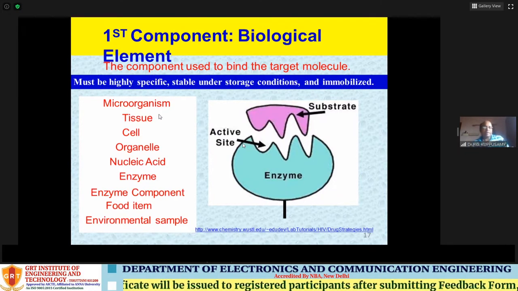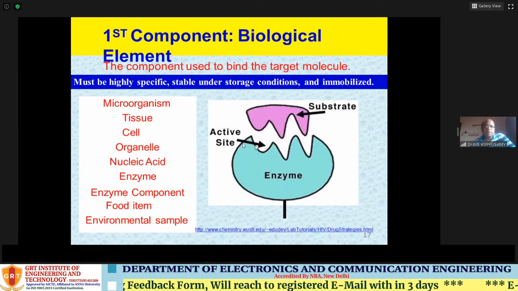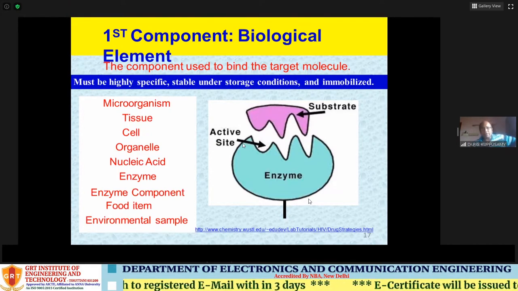So microorganism, tissues, cell, organelle, nucleic acid, enzyme component, food items, environment samples. See, these are your samples. So this sample is very, very important. You are given a simple idea of how to collect the material substrate, and you take enzymes, and this can be given to the others.